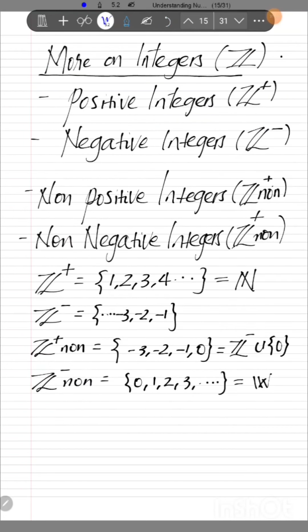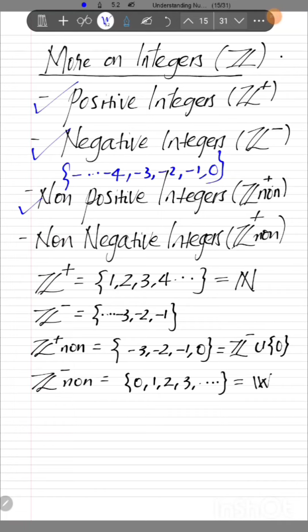More on integers. We have positive integers, now we know them. We have negative integers, now we know them. We have non-positive integers. Non-positive integers are not exactly the same as negative integers, but negative integers and zero. So in non-positive integers, you keep going through all the negative numbers, and you end up at 0. These are non-positive integers.